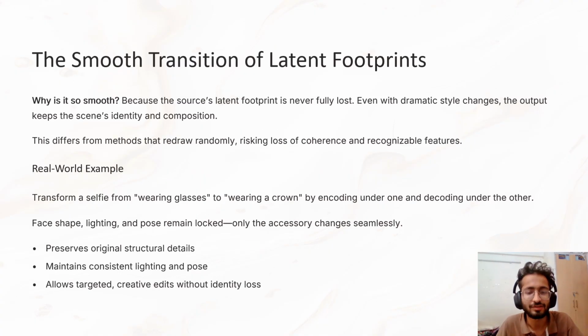So the question arises, why is it smooth and stable? Even after dramatic changes, cycle diffusion keeps the latent noise seed the same. So scene layout, lighting, and identity remain recognizable. Edits feel natural and coherent, not like a completely new image. Contrast with naive prompt to prompt editing, where structure is often lost.